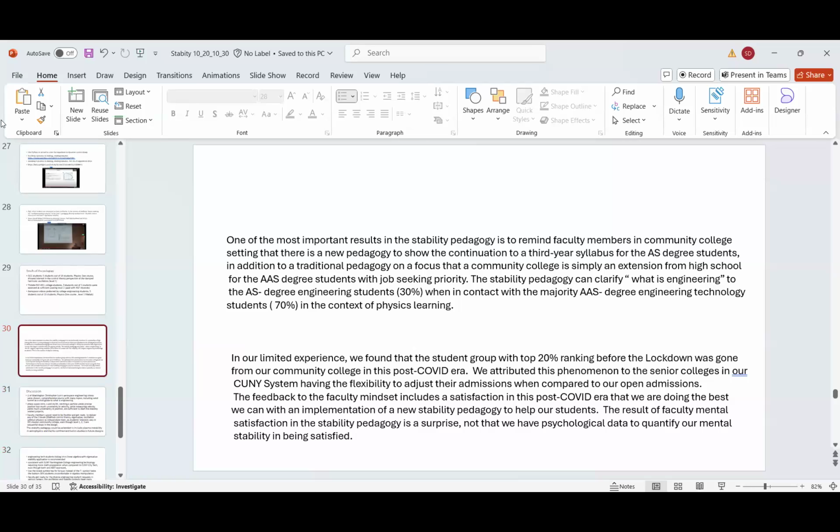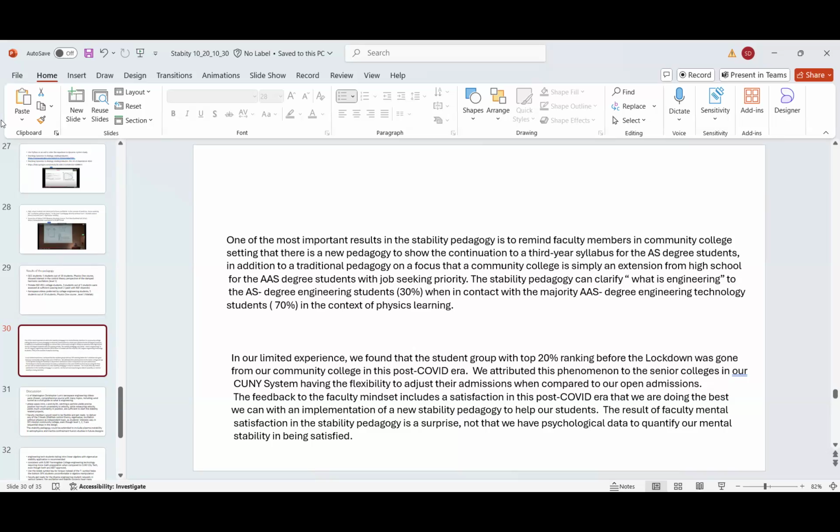One of the most important results in the stability pedagogy is to remind faculty members in the community college setting that there is a new pedagogy to show the continuation to a third-year syllabus for associate science degrees, in addition to the traditional pedagogy on a course focus, that a community college is simply an extension of high school.